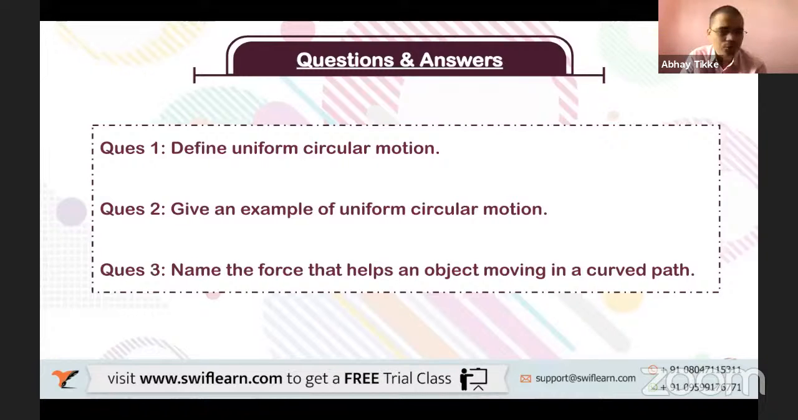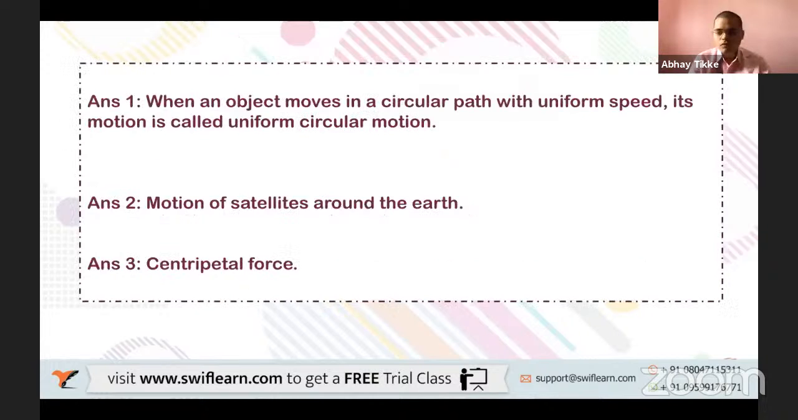Name the force that helps the object move in a curved path. We discussed two forces basically: centrifugal force and centripetal force, right? So the force which helps an object move in a curved path is only one, that is centripetal force. Which force balances the centripetal force? Centrifugal, right? So centripetal is the force which always acts towards the center, and centrifugal force is the force which always acts away from the center. Okay, fine. So these are the answers.